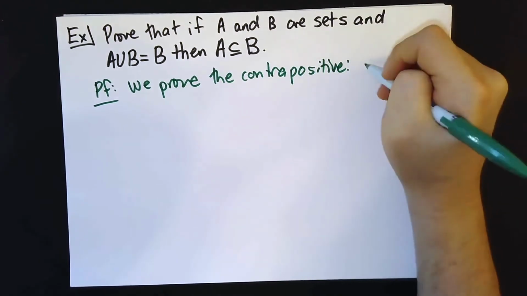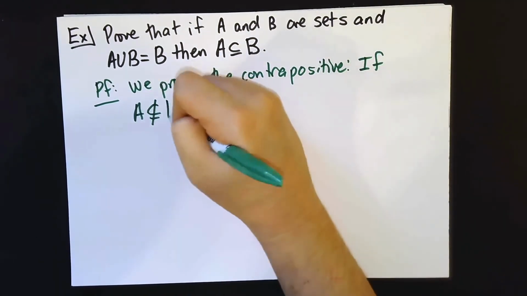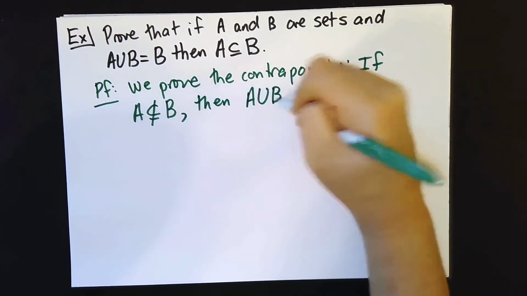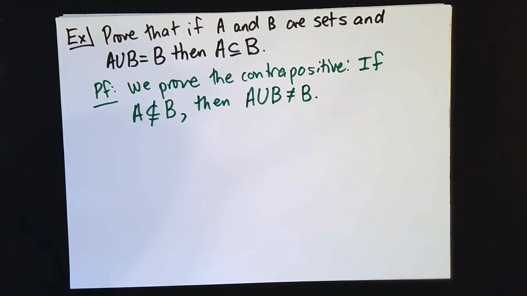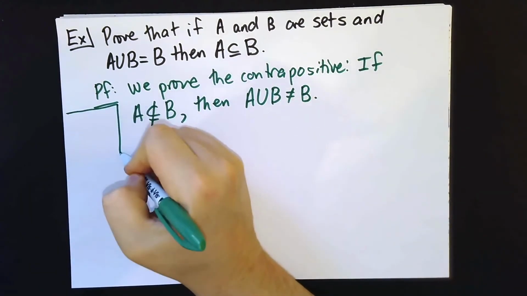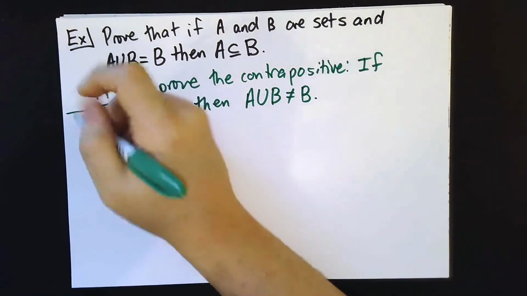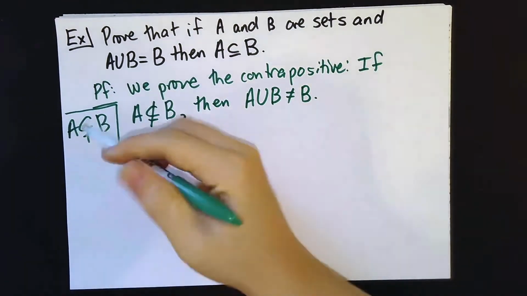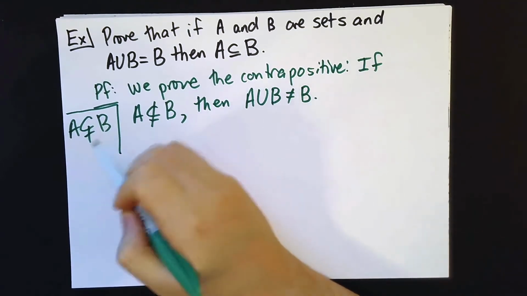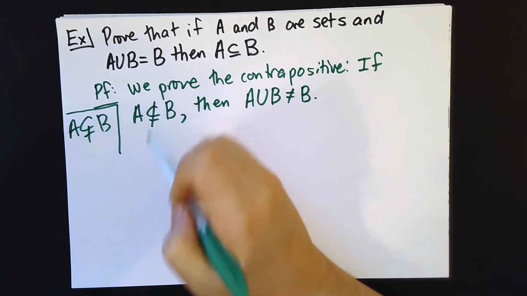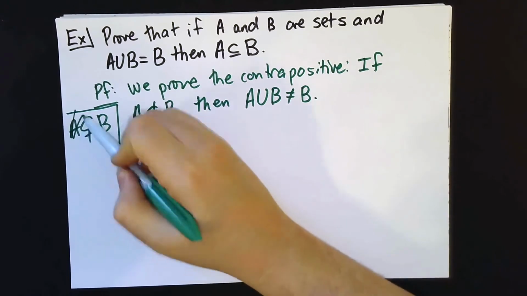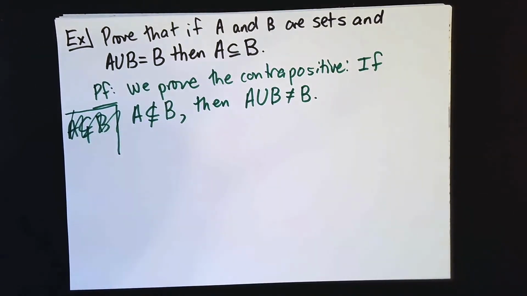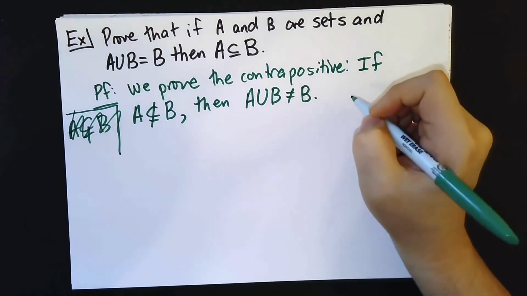So here's the contrapositive. If A is not a subset of B, then A union B is not B. Just a note about notation, please note there's a big difference between not a subset of and proper subset of. This is proper subset. That's not what I'm writing here. This is not a subset of, because the slash goes all the way through the symbol. Just be careful about that. It's easy to get those confused.